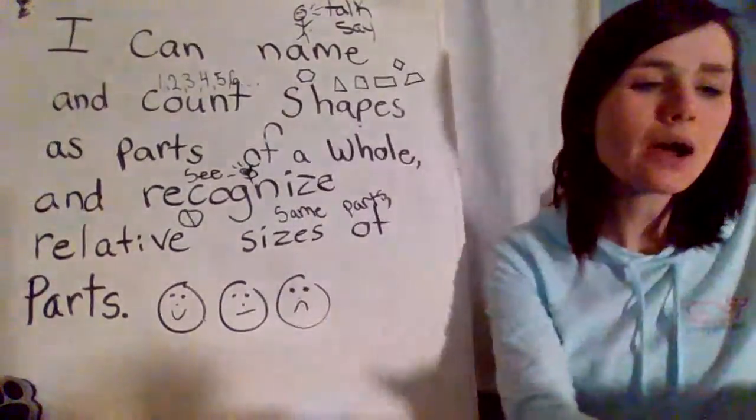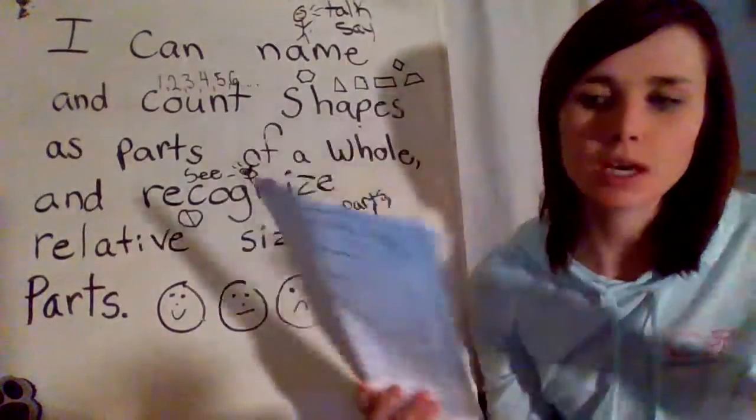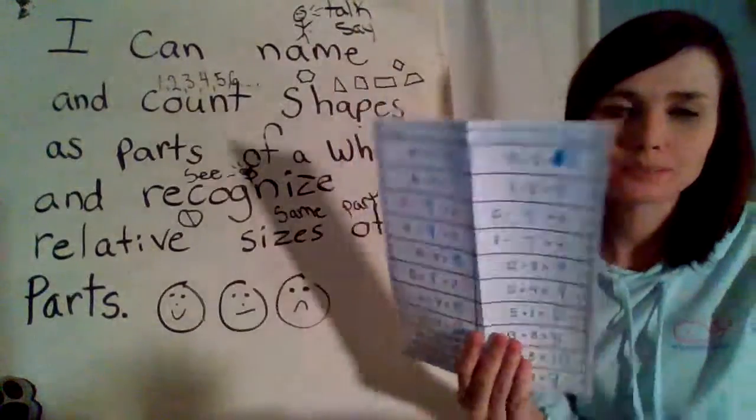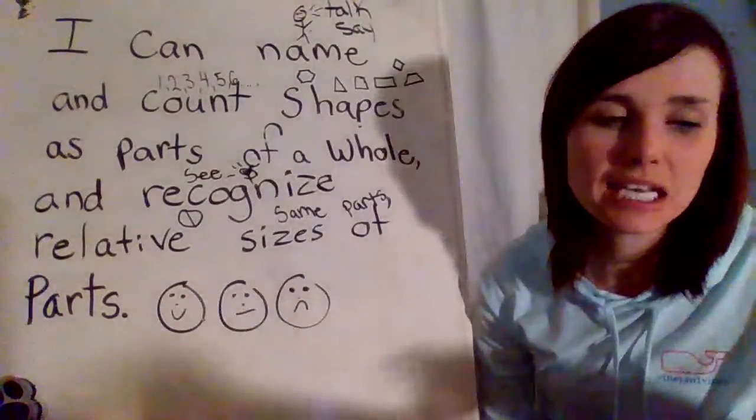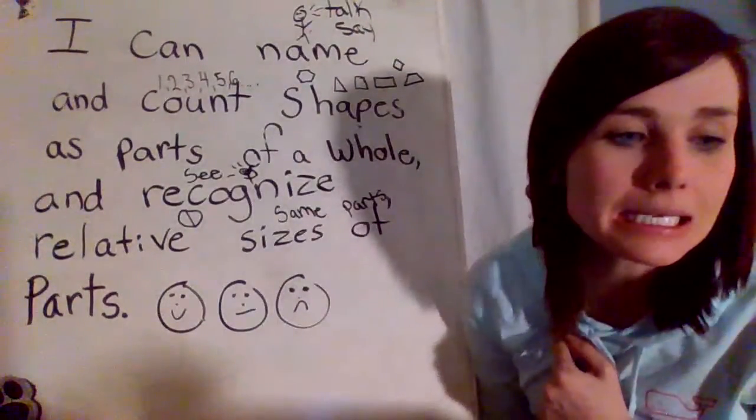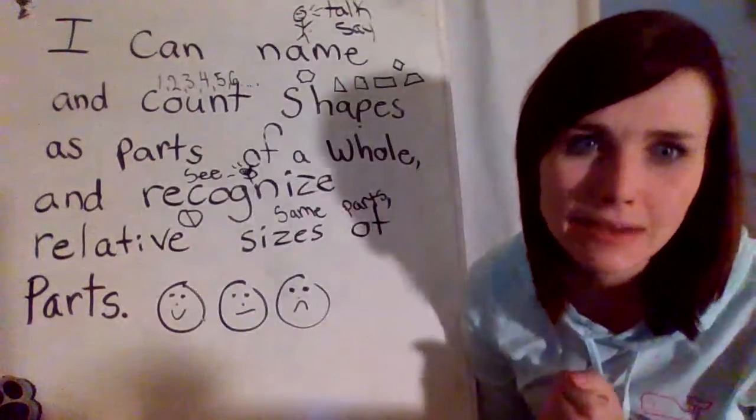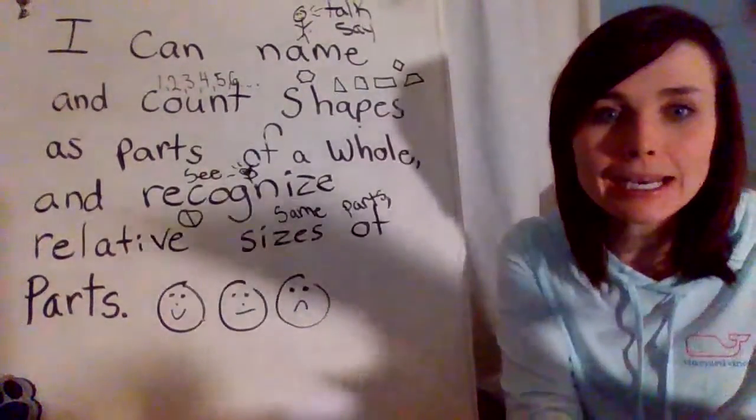Get your math sprint out. It looks just like this. It's labeled on the top. It says April 27th, Monday, 4/27. Get that out. Get it out.